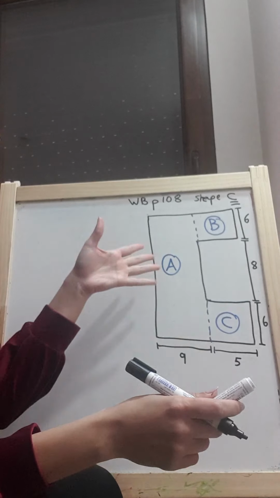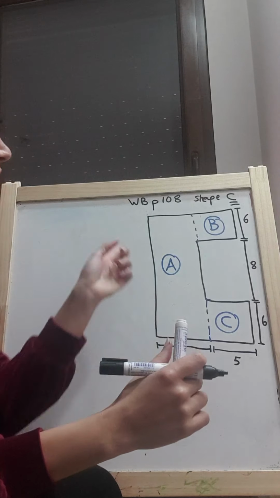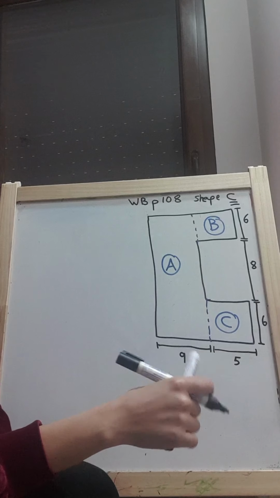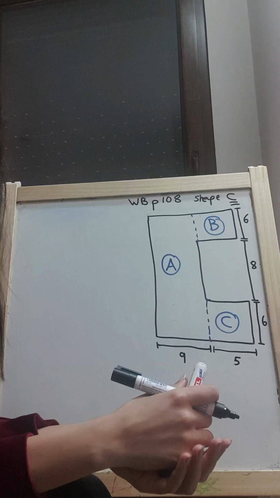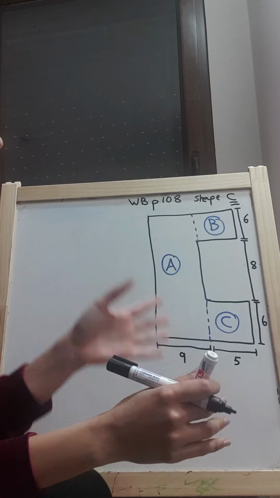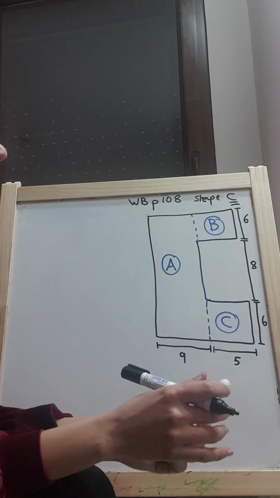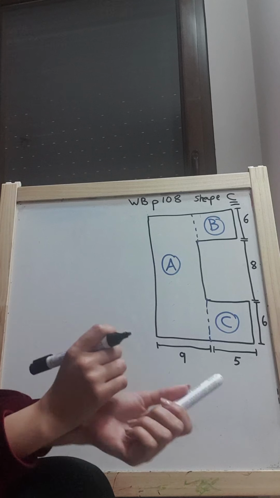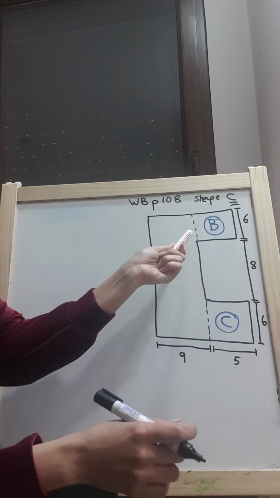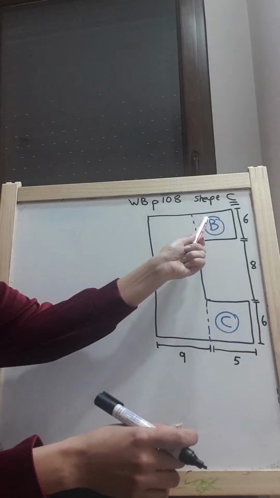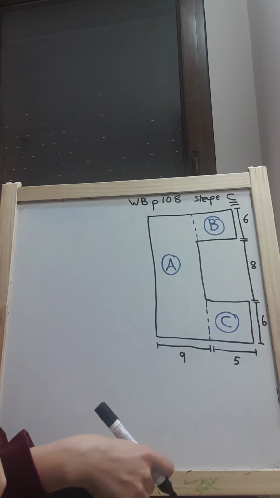All right, this is a compound shape from workbook page 108, shape C. This is a page that you're going to have to solve. I want to show you how we can cut this shape in two different ways, and yet eventually we're going to have the same area for this compound shape. First of all, I cut it in this way: rectangle A, rectangle B, and rectangle C.